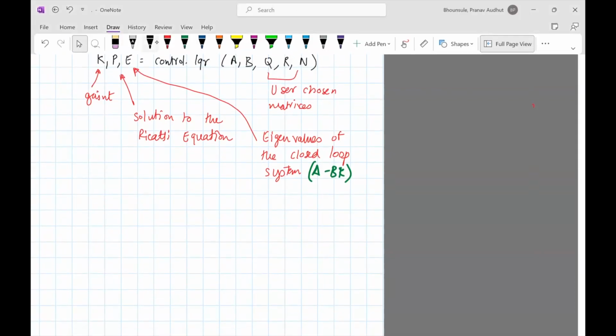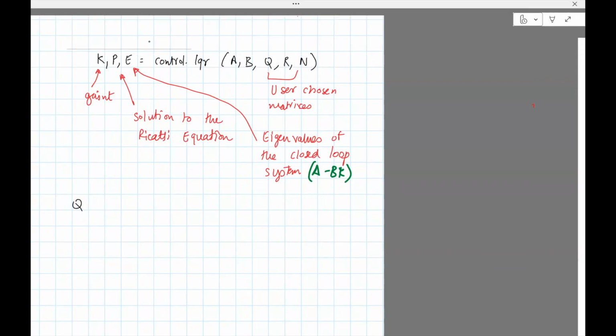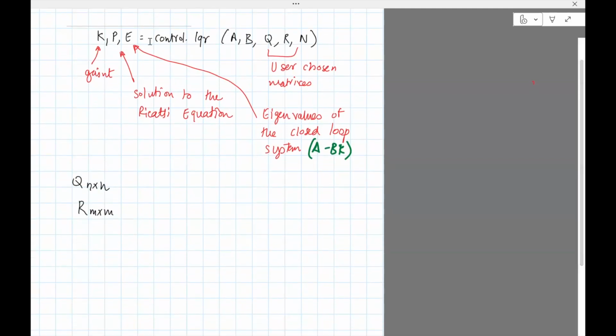Okay, so let's talk a little bit about Q. Q is N cross N, R is M cross M, and N is N cross M. You can easily figure that out from this equation, AX plus BU. X is N cross 1, U is M cross 1, X dot is clearly N cross 1. And so this B would be N cross M, and A would be N cross N. So M is the dimension of control, N is the dimension of state.